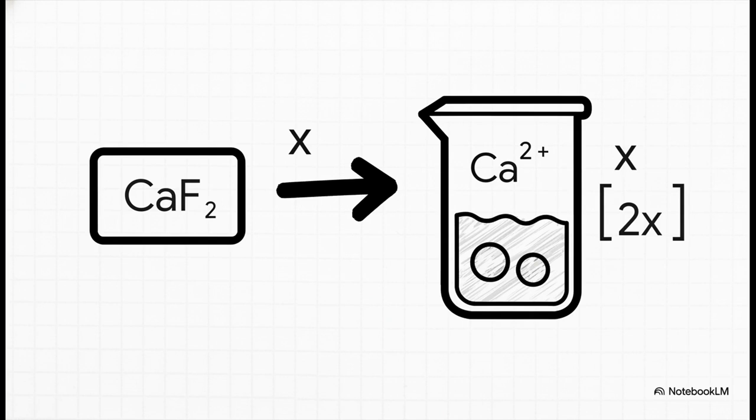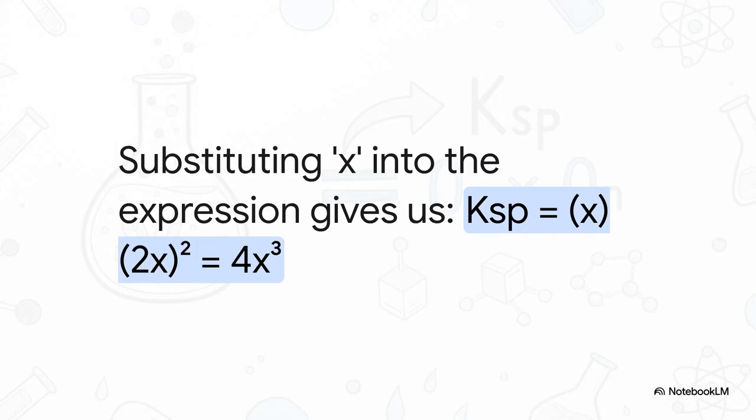It all goes back to that ratio. Okay, now we just have to plug these X values back into our Ksp expression. So we get Ksp equals X times the quantity 2X squared. Remember to square the whole 2X term.